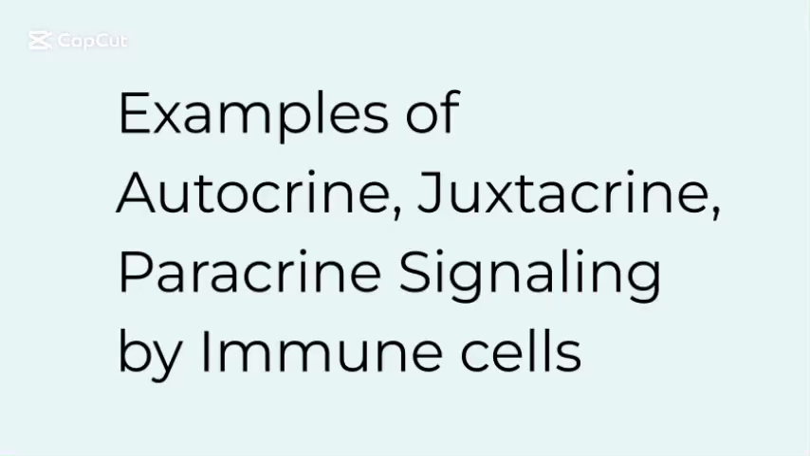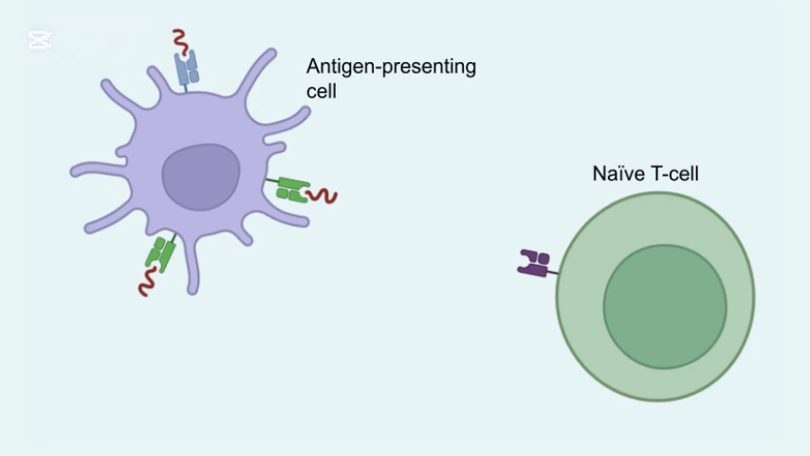Examples of autocrine, juxtacrine, and paracrine signaling by immune cells. Autocrine. Here we see an antigen-presenting cell and a naive T cell.